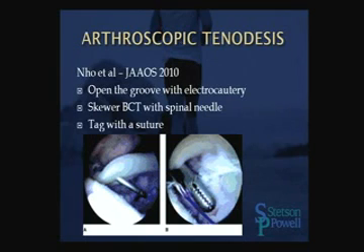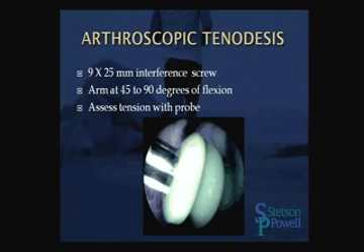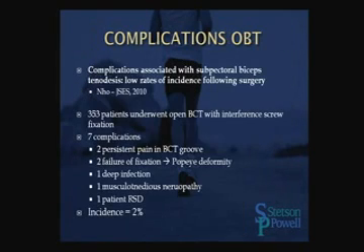Here's a review of arthroscopic tenodesis, again out of Chicago. They open the groove with the electrocautery, skewer the biceps tendon with a spinal needle, and tag it with a suture. Biceps tendon is delivered from the groove, and they go 1 centimeter distal to the most proximal groove, drill an 8 millimeter socket over a guide wire, and in this study used a 9 by 25 millimeter interference screw. The arm is at 45 to 90 degrees of flexion, and you can assess tension with a probe.